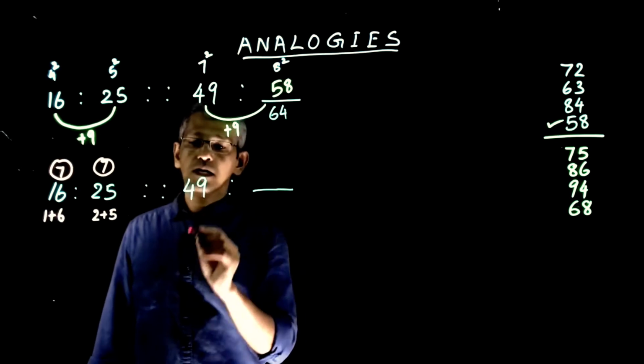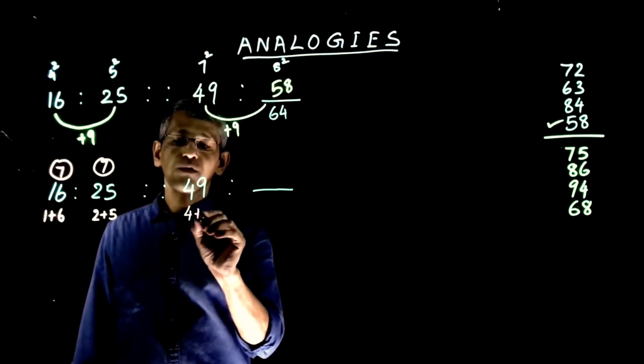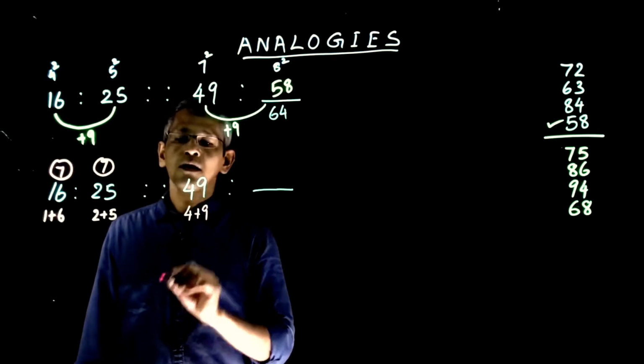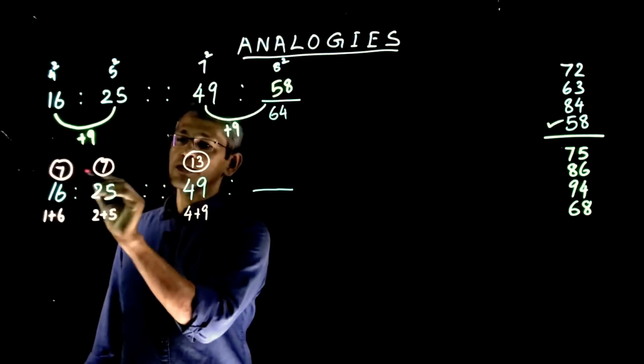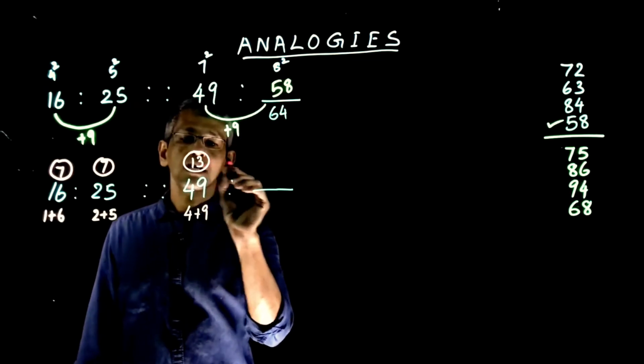Right-hand side, look at it. 4 plus 9. Well, 4 plus 9 is what? 4 plus 9 is 13. So left-hand side, we have 7 and 7. Right-hand side must be 13 and 13.